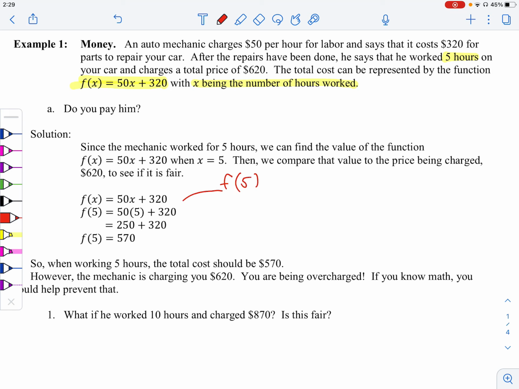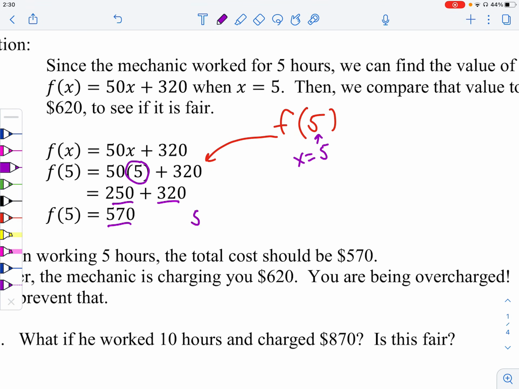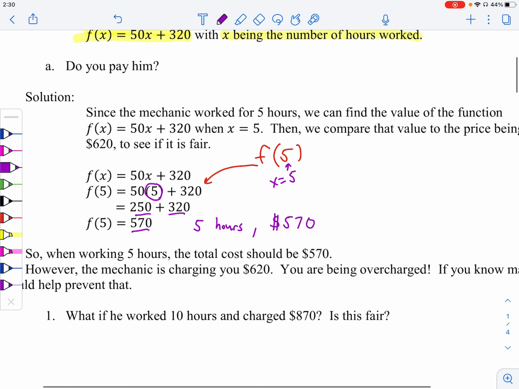That's how we got here. We substitute our 5. Remember, this is x equals 5, so that just tells us what our x value is. We substitute that into our function. 50 times 5, 250, plus 320 is $570. So 5 hours should cost $570.